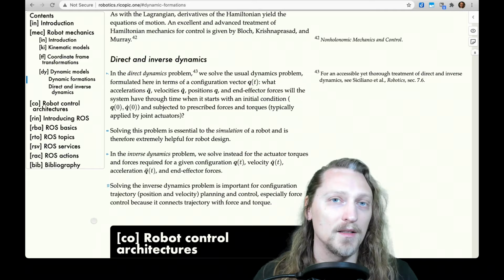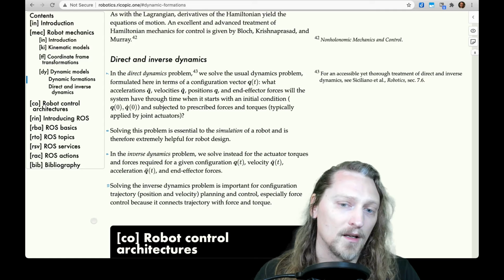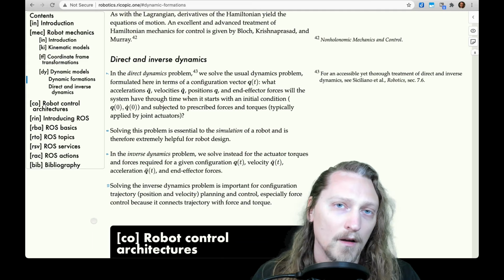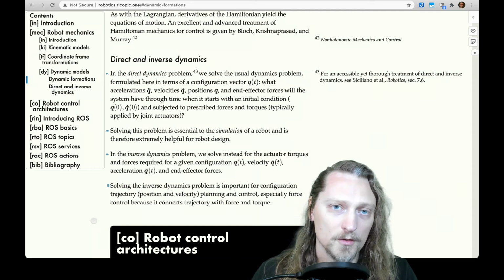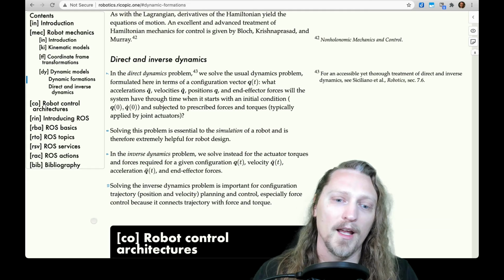In the inverse dynamics problem, we solve instead for the actuator torques and forces required for a given configuration, q of t, velocity, q dot of t, and acceleration, q double dot of t, and end effector forces. Solving the inverse dynamics problem is important for configuration trajectory, position and velocity, planning and control, especially force control, as we discussed earlier, because it connects trajectory with force and torque. So you know how they relate now.